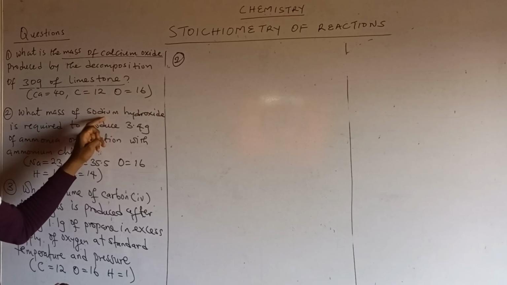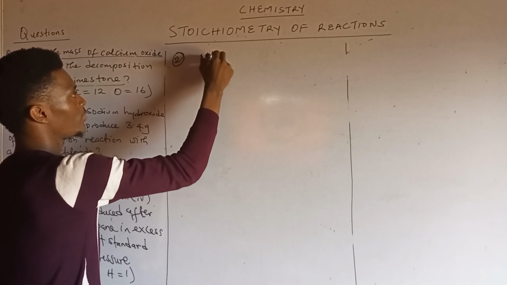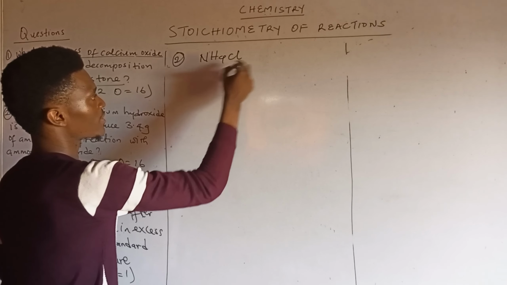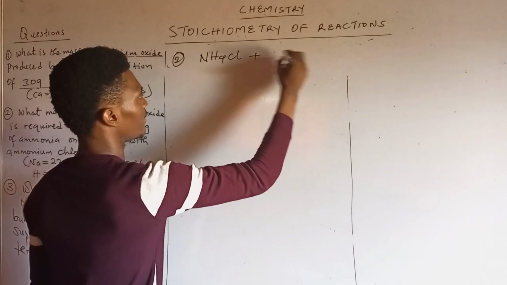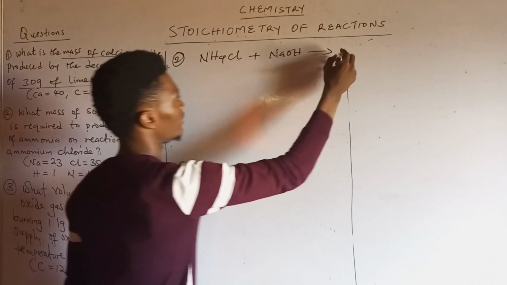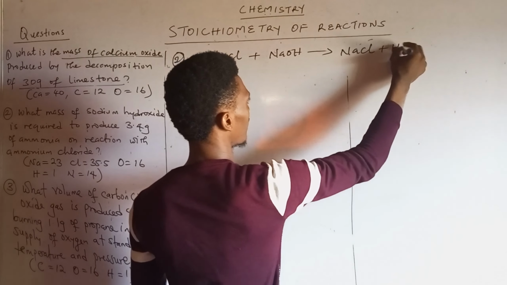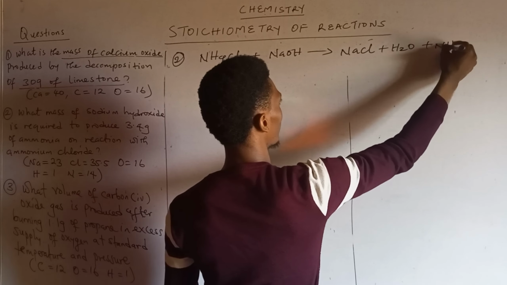Now, there's a reaction between sodium hydroxide and ammonium chloride. So that becomes ammonium chloride, which is NH4Cl, plus, then we are given sodium hydroxide. When we carry out this reaction, it becomes sodium chloride plus water, then plus ammonia.